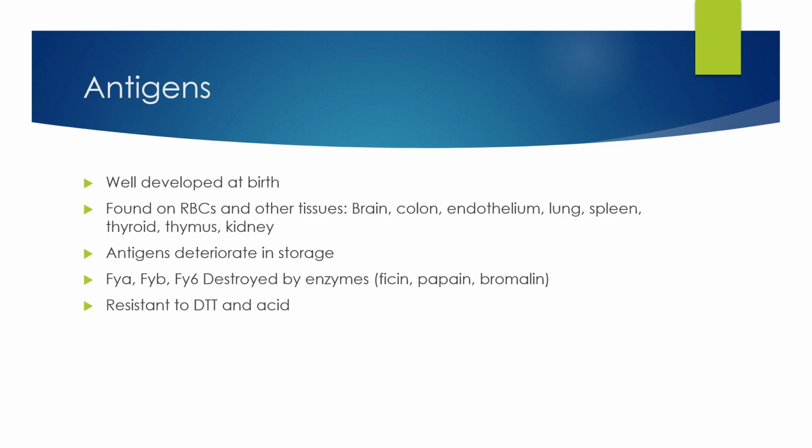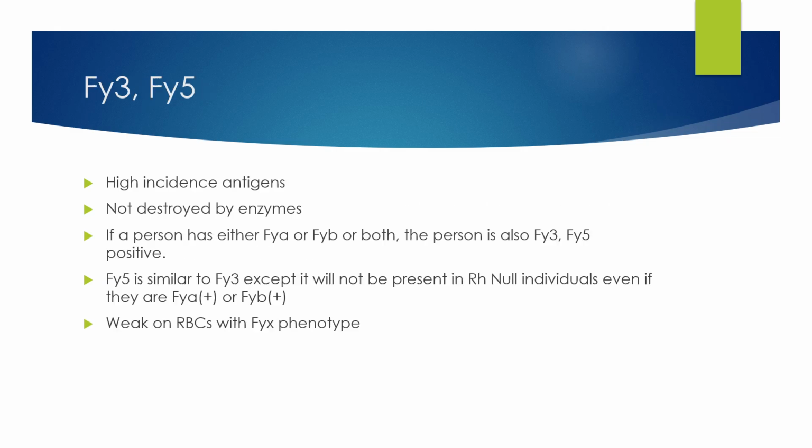Duffy A, Duffy B, and Duffy 6 antigens are destroyed by enzymes such as ficin, papain, and bromelain. All Duffy antigens are resistant to DTT and acid. Duffy 3 and Duffy 5 are high incidence antigens that are not destroyed by enzymes.